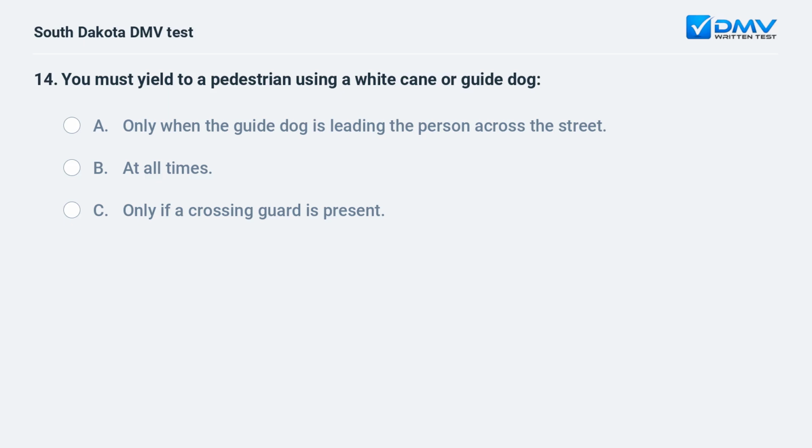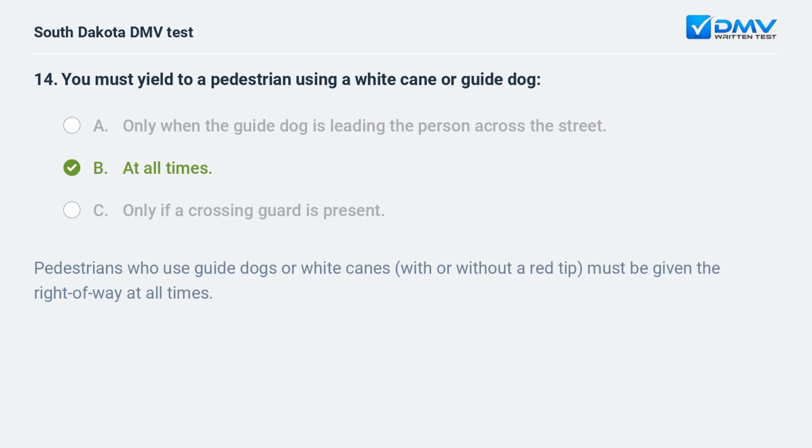You must yield to a pedestrian using a white cane or guide dog. A. Only when the guide dog is leading the person across the street. B. At all times. C. Only if a crossing guard is present. B. At all times. Pedestrians who use guide dogs or white canes, with or without a red tip, must be given the right of way at all times.